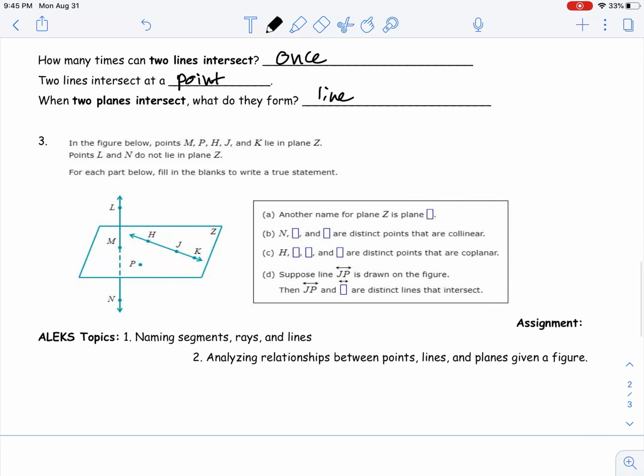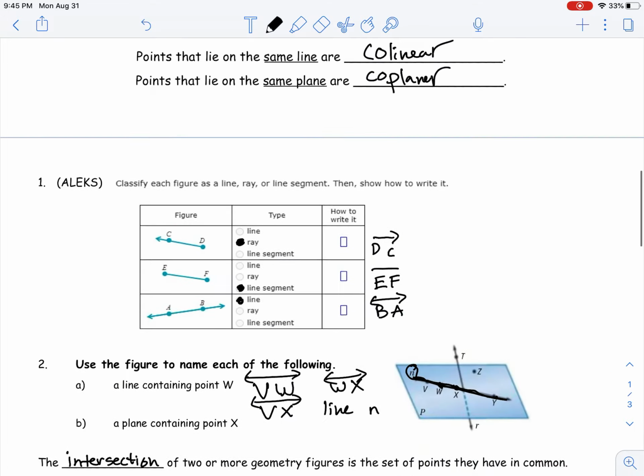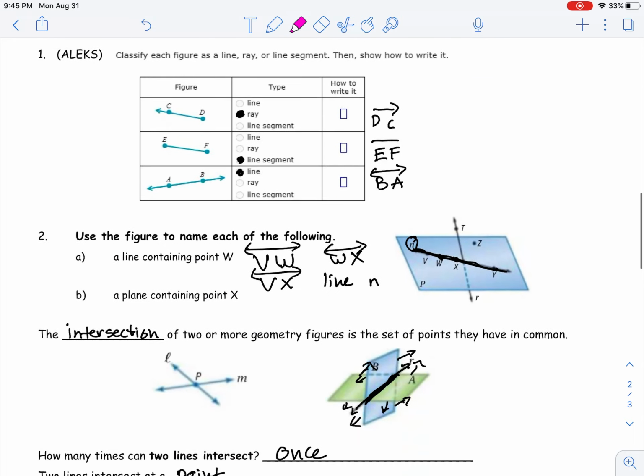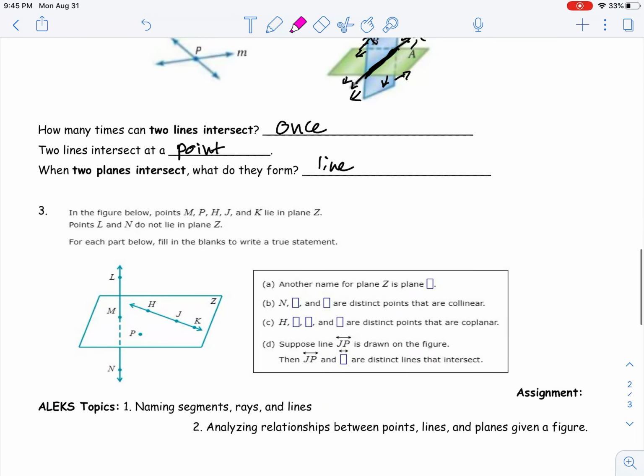Okay, last one here. Another name for plane Z is plane. If I'm naming a plane, remember, up here we said planes have to have 3 points. So another one for plane Z. Well, I see K right here is on that plane. I see J is on it.